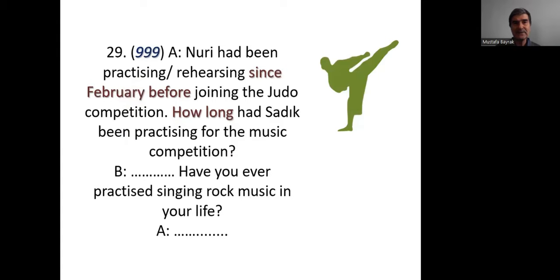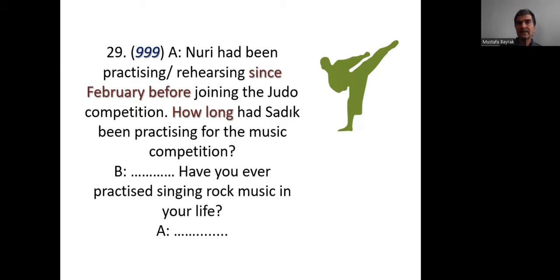Now this is the 999th dialogue of Harmony 2, of level 2. Yes, 29A. Nuri had been practicing, rehearsing since February before joining the judo competition. How long had Sadık been practicing for the music competition? He had been practicing, okay?